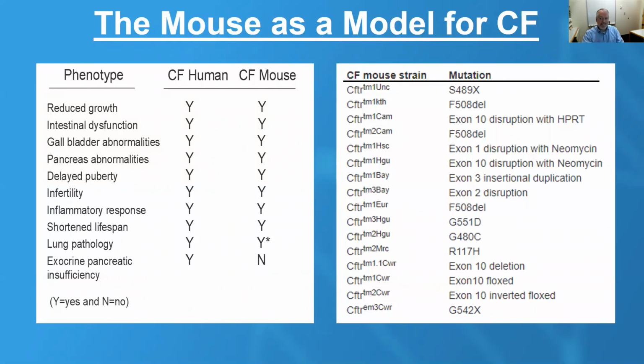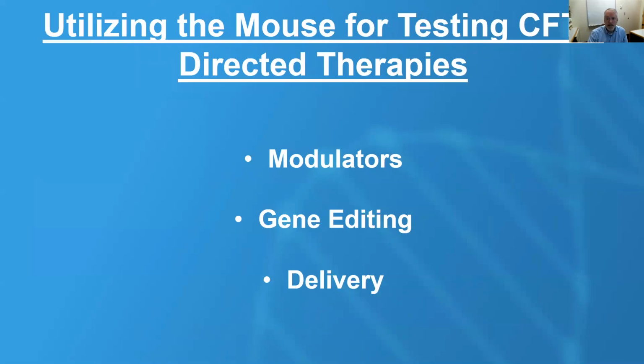There have been at least 16 different CF mouse models created over the years that have led to various insights into disease and have proved to be very useful in studying CF. I won't go into further detail of the specific disease phenotypes observed in the mouse or the differences between some of these various models, as this talk will focus on using the mouse specifically for testing CFTR-directed therapies. I will highlight some recent studies that fall under these three main categories: CFTR modulators, CFTR gene editing, and the potential for delivery of CFTR-directed therapies, all using the mouse as a model.